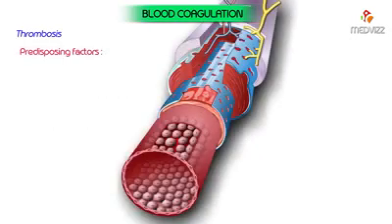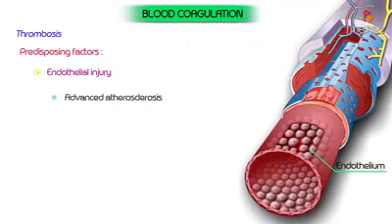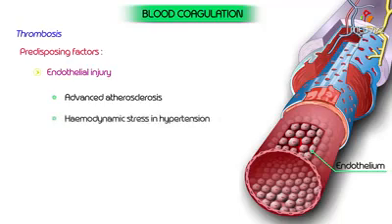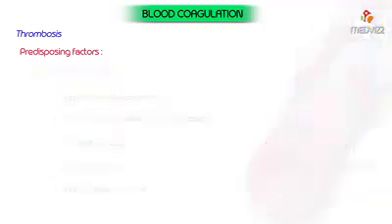Predisposing factors. Virchow described 3 primary events which predispose to thrombus formation. These are endothelial injury. We have studied how an intact endothelium prevents coagulation. Endothelial injury may occur in many conditions. A few important ones are ulcerated plaques in advanced atherosclerosis, hemodynamic stress in hypertension, arterial disease, diabetes mellitus, and hypercholesterolemia.